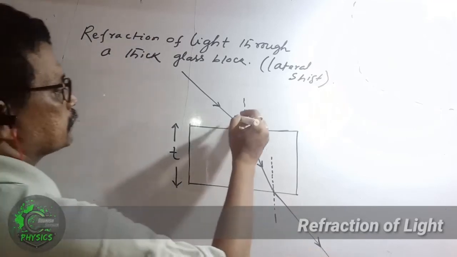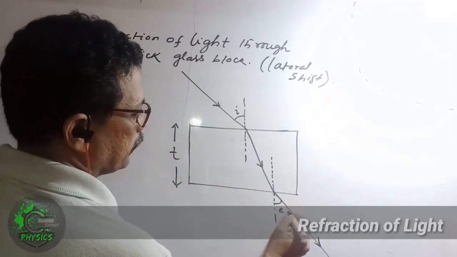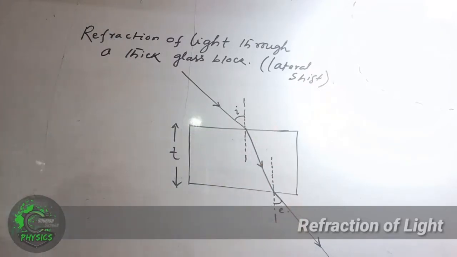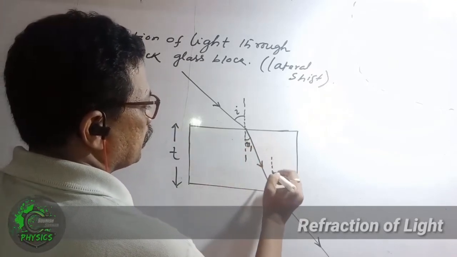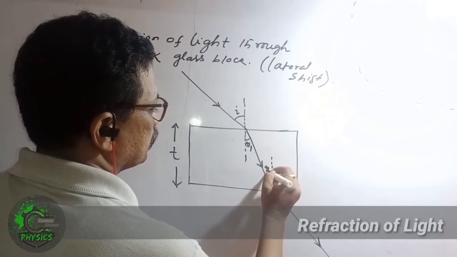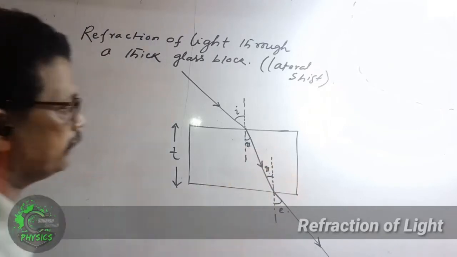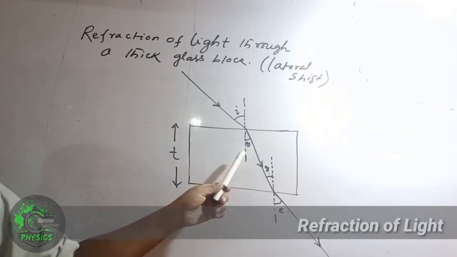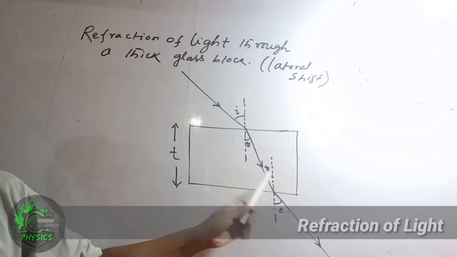Now, this angle is the angle of incidence I, this angle is the angle of emergence E. This angle can be considered as R1, or say R. This R is the angle of refraction in the second medium, which is also equal to the angle of incidence over here.